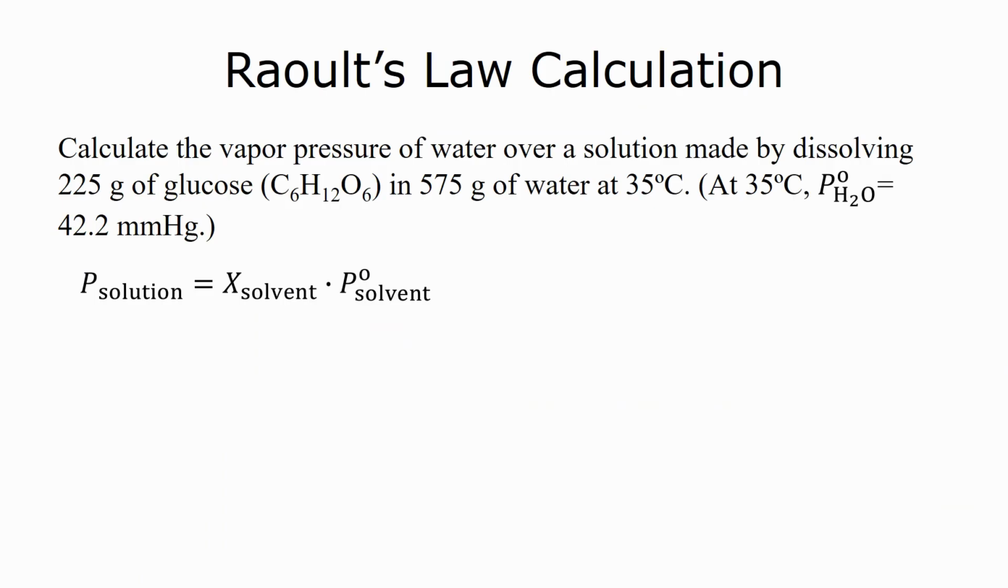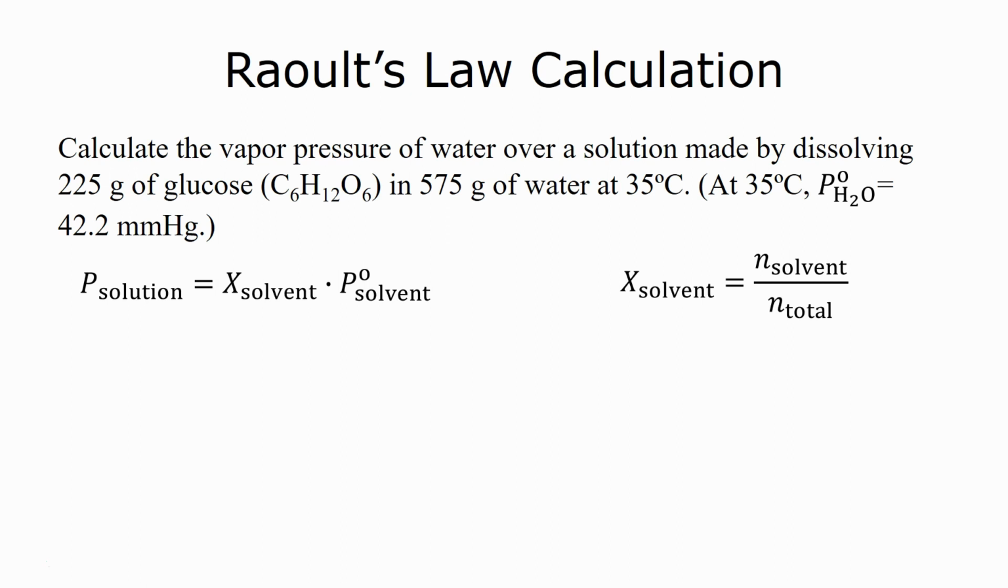So now we want to perform a Raoult's law calculation. Calculate the vapor pressure of water over a solution made by dissolving 225 grams of glucose in 575 grams of water at 35 degrees Celsius. The only reason they've given us the temperature here is because we need to know what the vapor pressure of pure water is at that temperature, which happens to be 42.2 millimeters of mercury. All right, so for the vapor pressure of the solution, we need to know the mole fraction of the solvent. So we need to know the number of moles of solvent divided by the total moles.